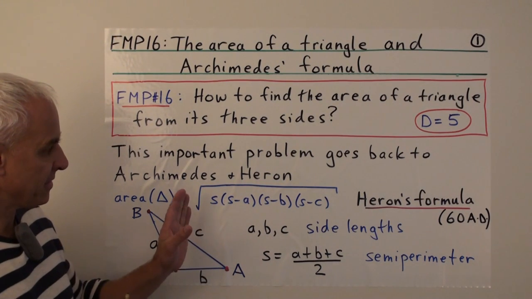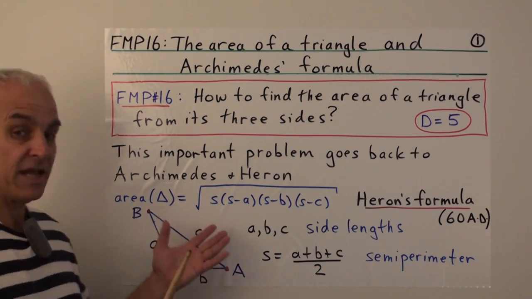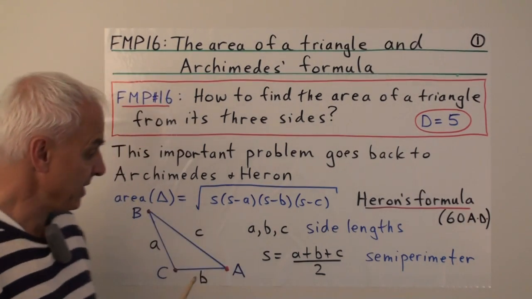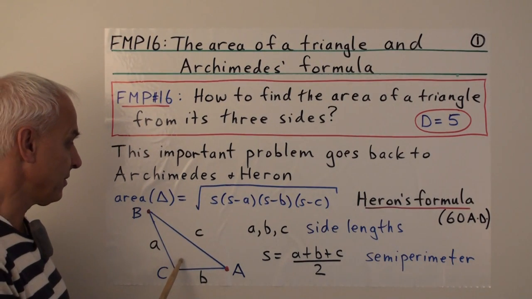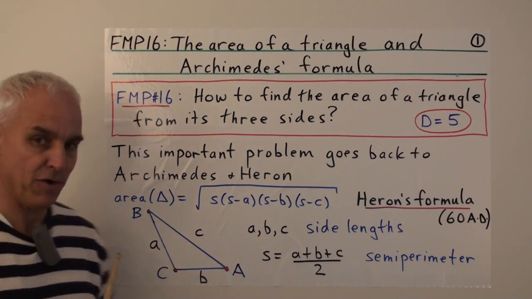Alright, so this is an important formula. So this is in some sense a resolution of the problem, because if you know the three side lengths, then you can compute, using this formula, the area of the triangle.